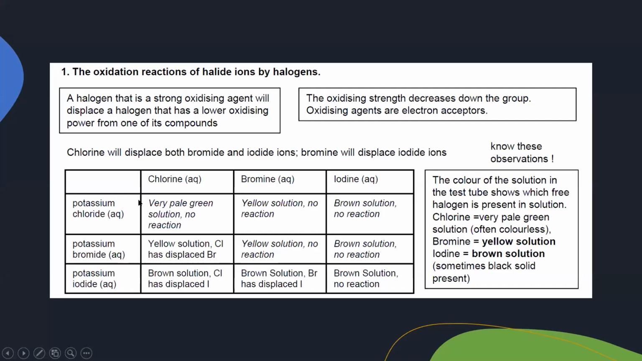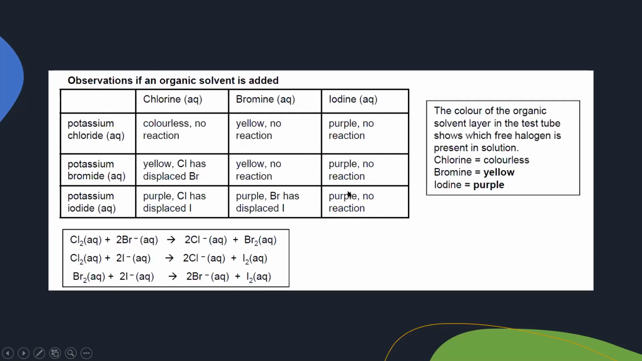When we bubble chlorine, chlorine will displace iodine, forming potassium chloride. But because iodine molecules are formed, the solution turns brown. Same thing with bromine: when we add bromine to potassium iodide, bromine will displace iodine and the solution will turn brown, again because of the iodine molecule. So the color of the solution in a test tube where the free halogen is present: chlorine, very pale green solution, often colorless, which is acceptable; bromine, yellow; and iodine, brown. You have to learn these observations.